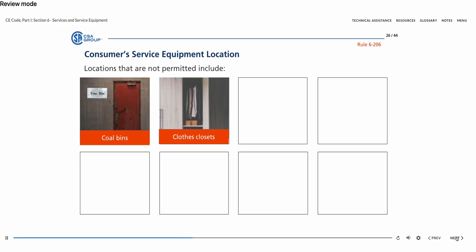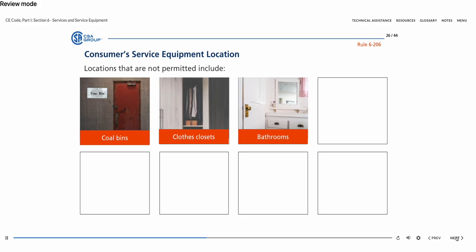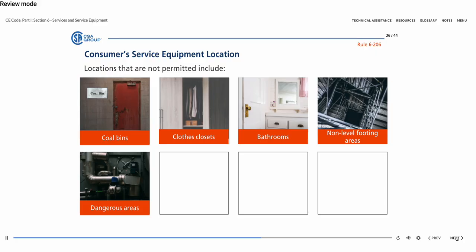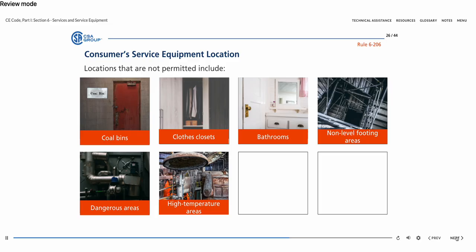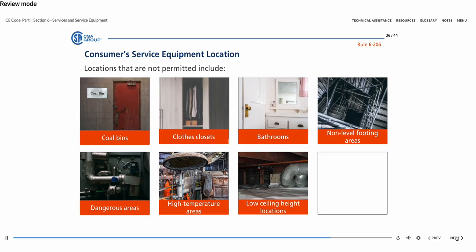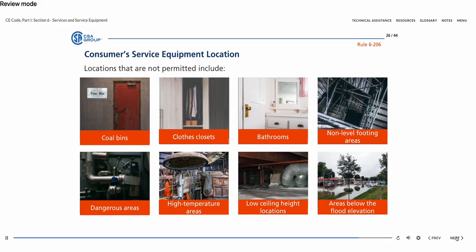in bathrooms, moisture can cause shock hazards and deterioration of equipment; all areas where footing is not level, such as stairways; other dangerous or hazardous locations, which present a risk of fire or explosion. In areas with high temperature, heat can cause nuisance tripping of overcurrent devices and deterioration of insulation. In areas where the ceiling height is less than 2 meters, such areas are not easily accessible. And in any other undesirable location that presents a potential threat to the equipment or to personnel servicing the equipment.